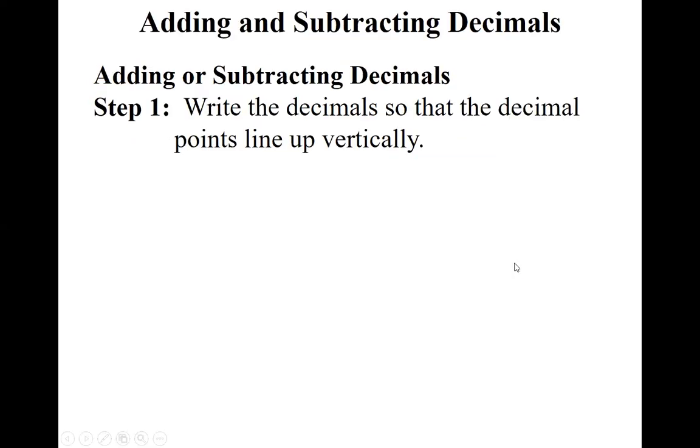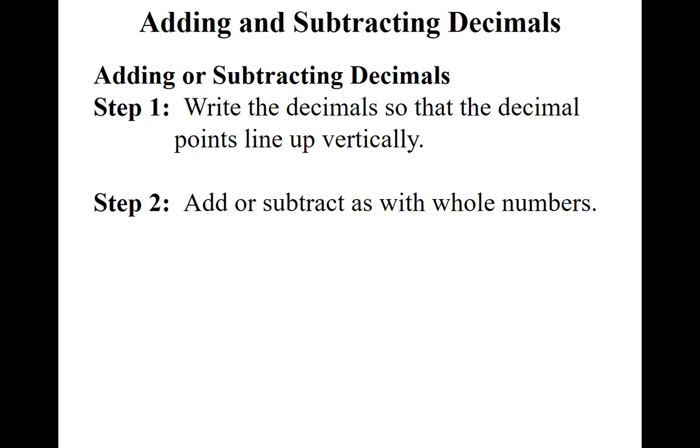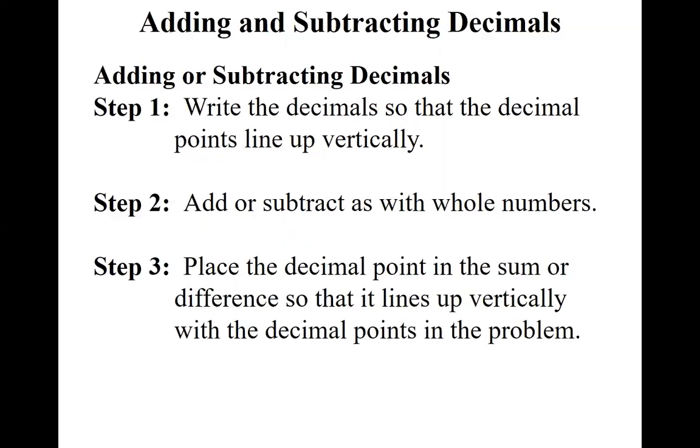So it's a pretty simple, straightforward process to add or subtract decimals. Step 1, we write the decimals so that the decimal points line up vertically. And then we add or subtract as with whole numbers. Finally, we place the decimal point in the sum or difference so that it lines up vertically with the decimal points in the problem. So line up the decimal points, add or subtract, make sure the decimal point is in the same spot in your answer.